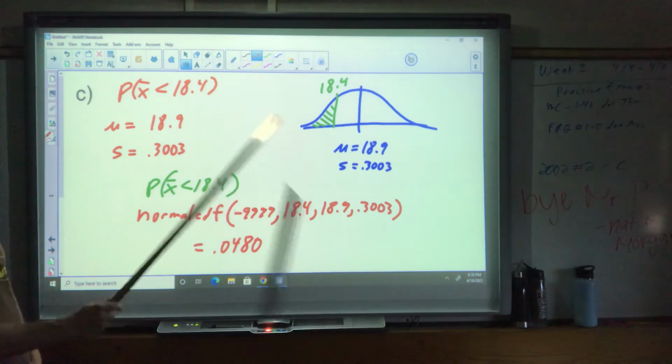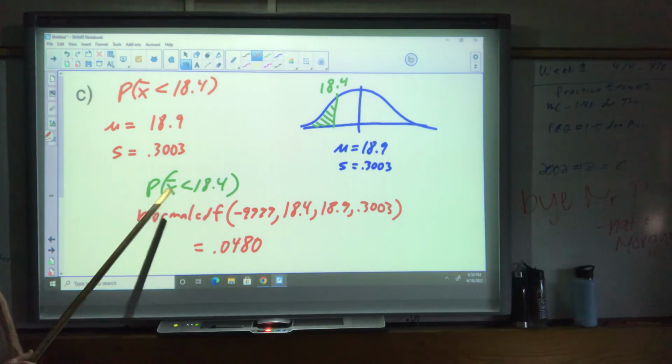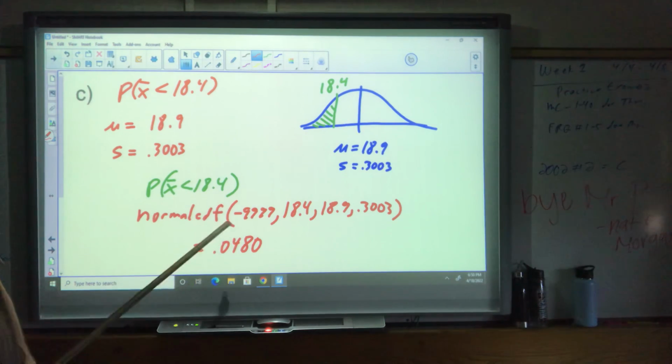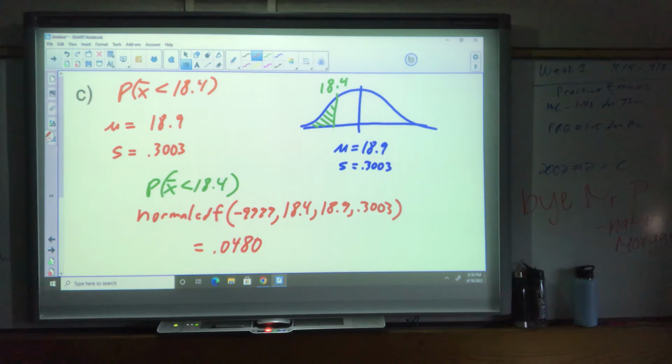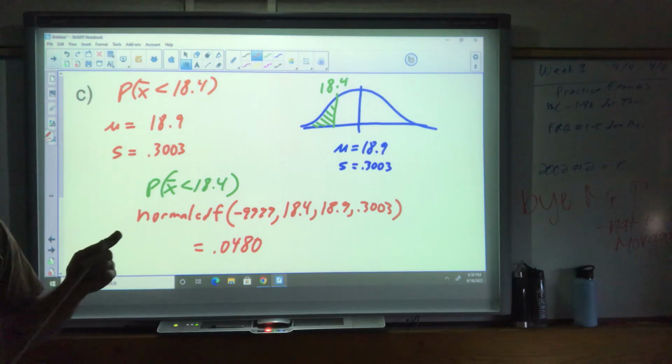Okay, so I have that information there. They're probably at X bar. Our sample is less than 18.4. I just do normal CDF. Okay, and that is 0.0480. They asked me the likelihood of it. The likelihood is 0.0480 that they will beat their previous team record.